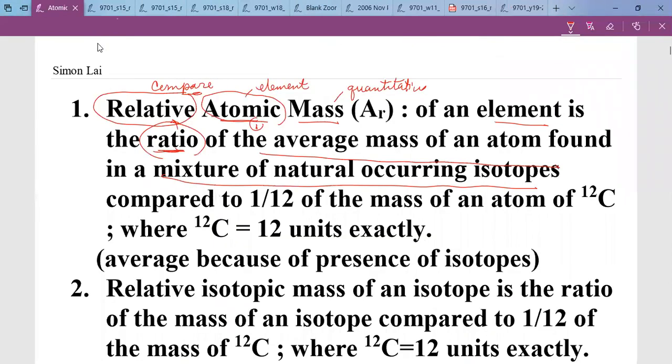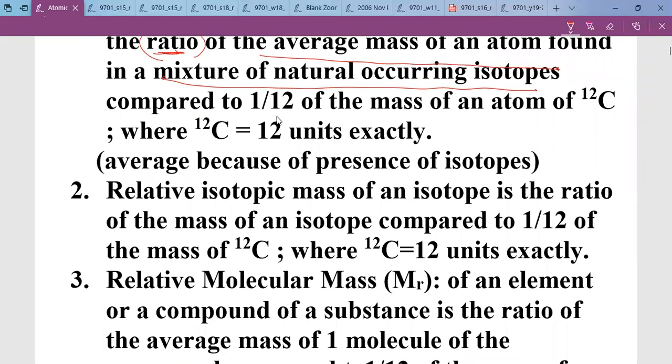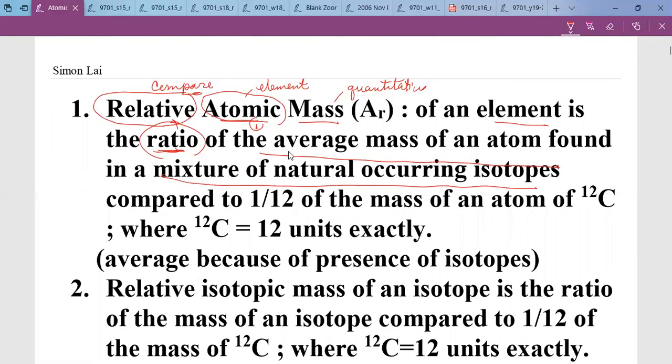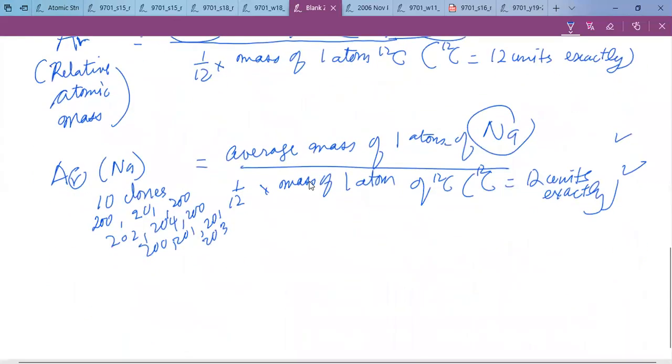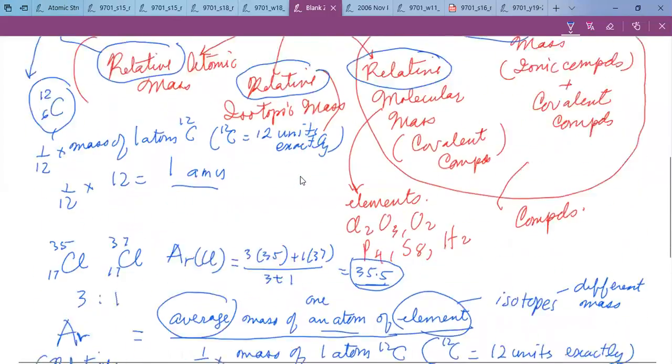So that's what I say here. Why do they ask for average? Because there are naturally occurring isotopes in nature. So you look at this carefully here. Now let's look at the zoom here. Average mass of one atom must be one atom, compared to this one here. Now, of course, I am going to use the top part here.